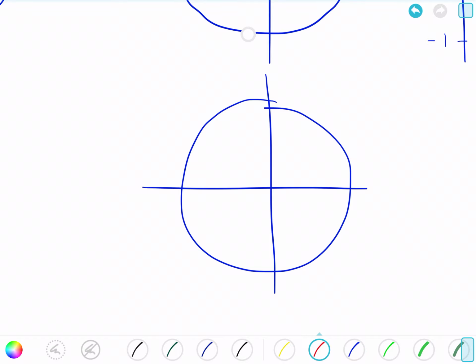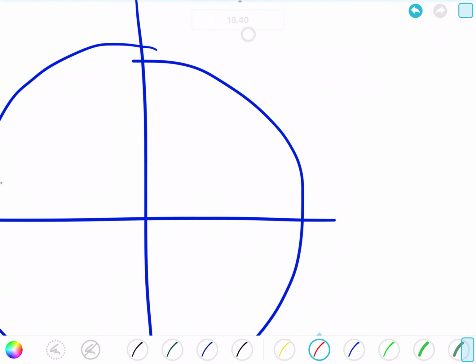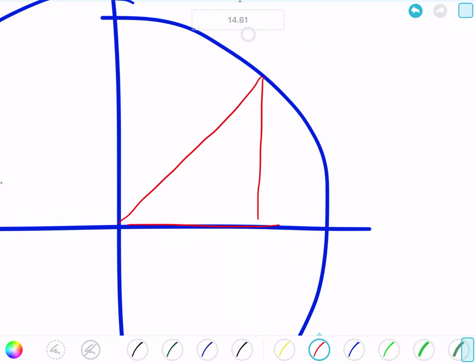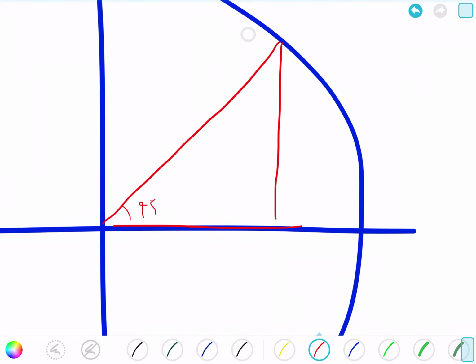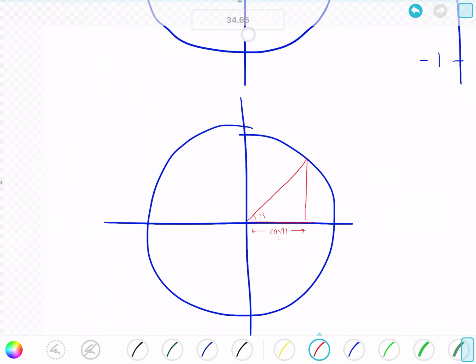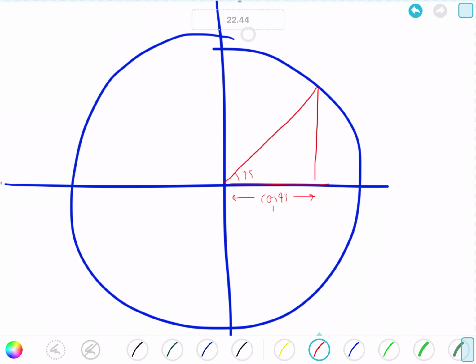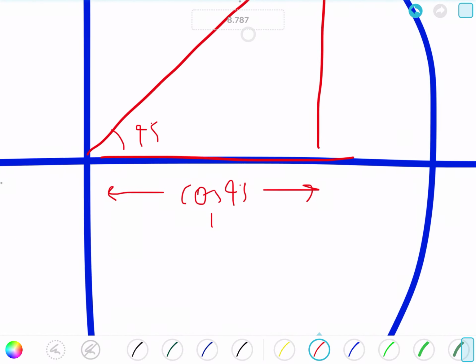So now we said that if you've got an angle of 45, remember cos is actually this value, this length here. Cos of 45, and we know that's, what did we say? Root 2 over 2.